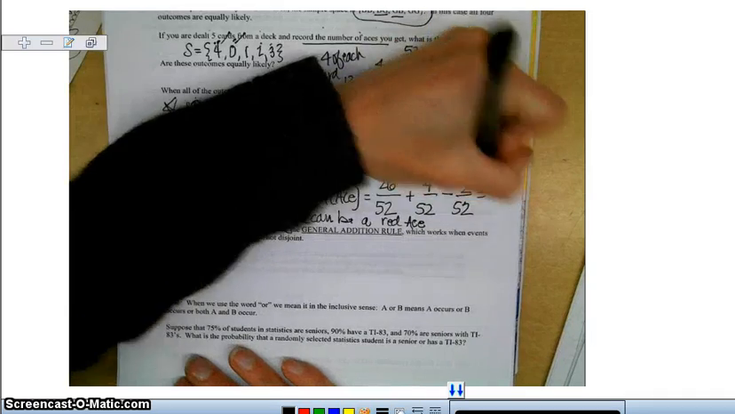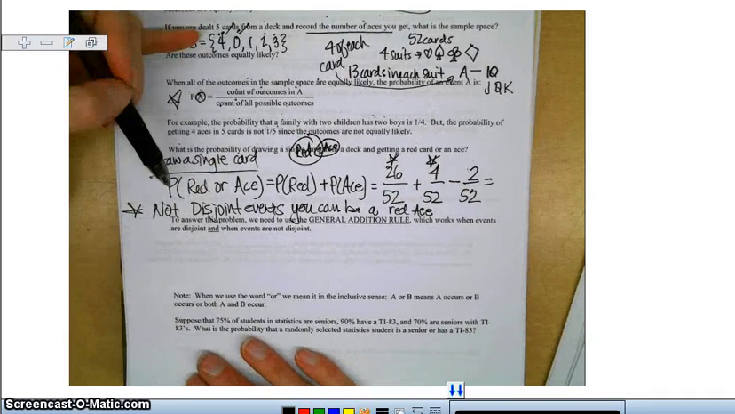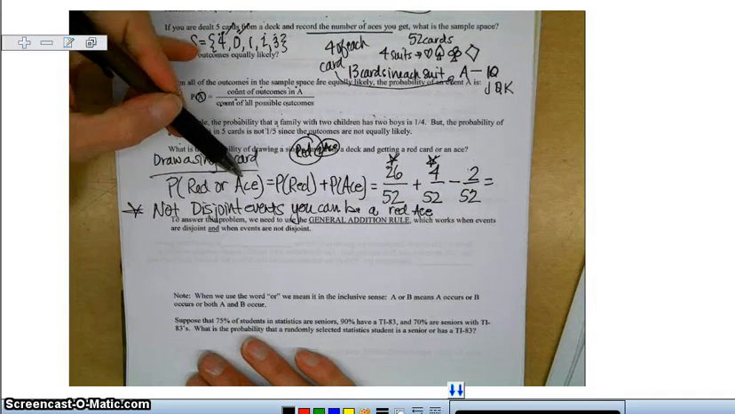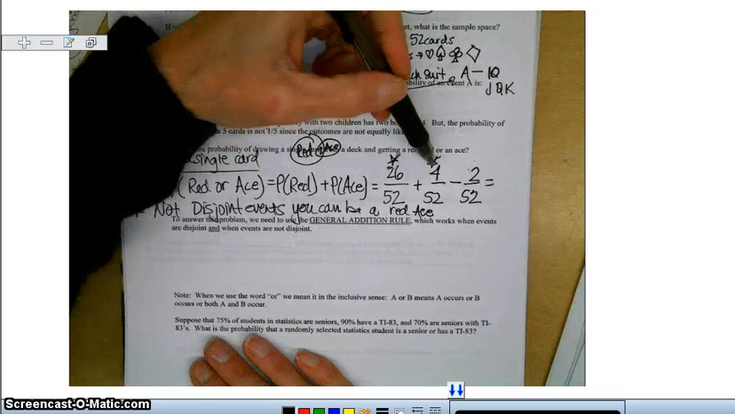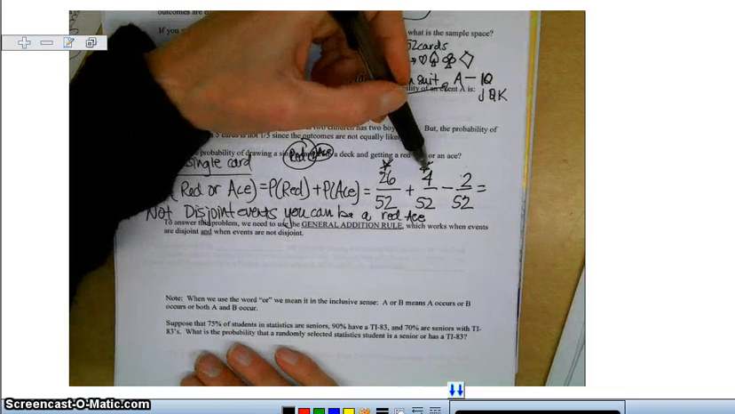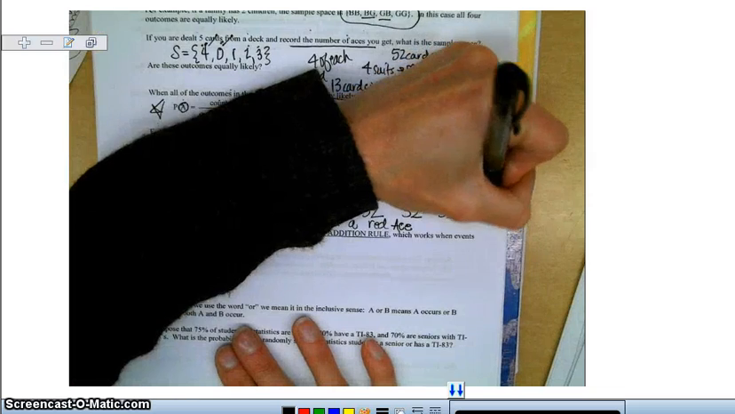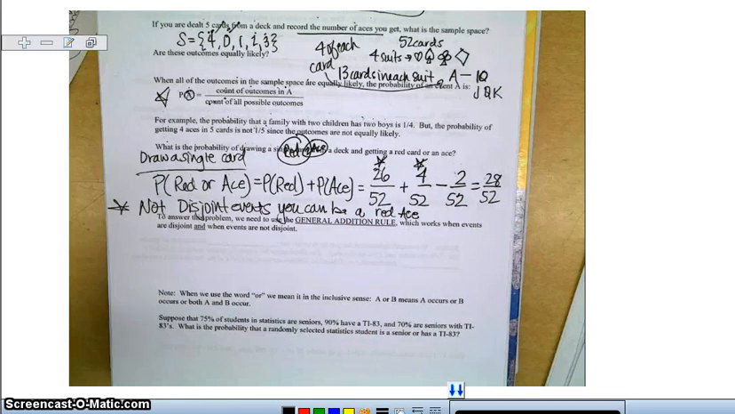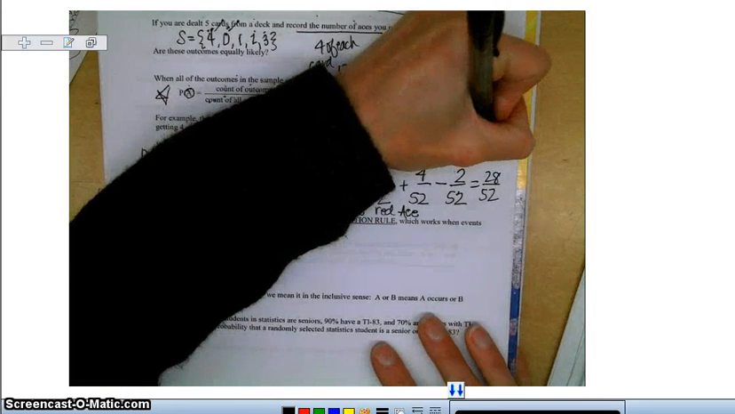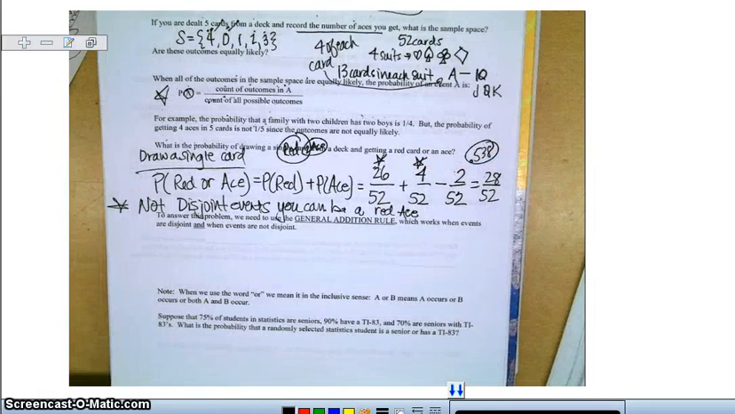So this is the correct probability for getting a red or an ace. Well, 26 plus 4 is what? Minus 2. So 28 out of 52, which you could reduce, or you could just change it to a decimal. What is it, Alexis? 0.538. Okay. Sometimes it's easiest just changing it to decimals.